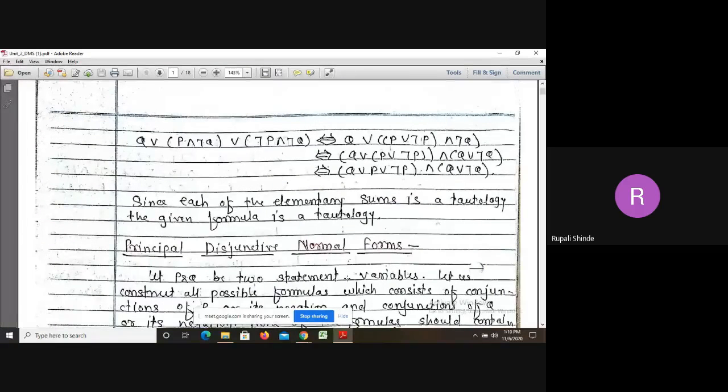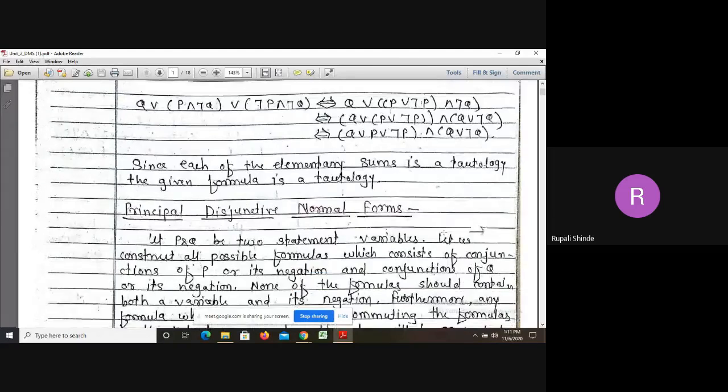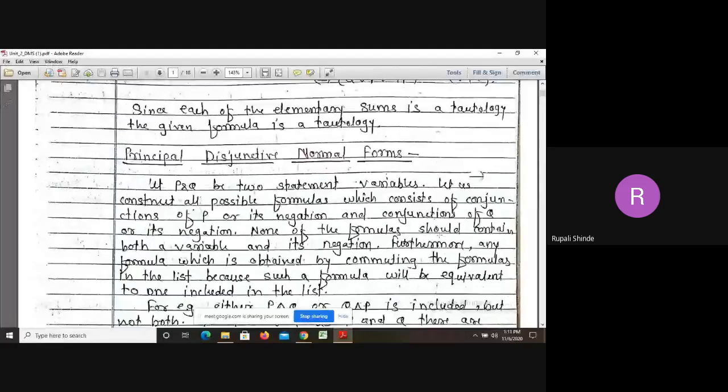So last lecture we have seen what is DNF, that is disjunctive normal form, and CNF, that is conjunctive normal form. So today we are going to see the remaining two types of forms, that is principal disjunctive normal form, called PDNF, and the next one is PCNF, that is principal conjunctive normal form. Already we have seen all these points in unit number A, but still we are going to repeat it as part of this chapter. So what is this PDNF?